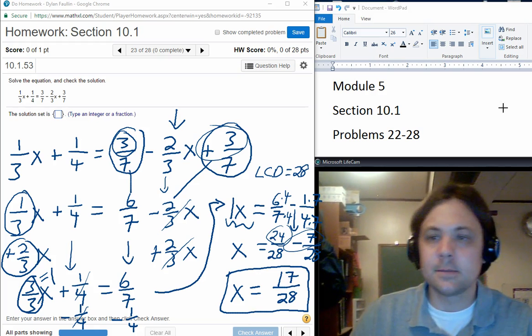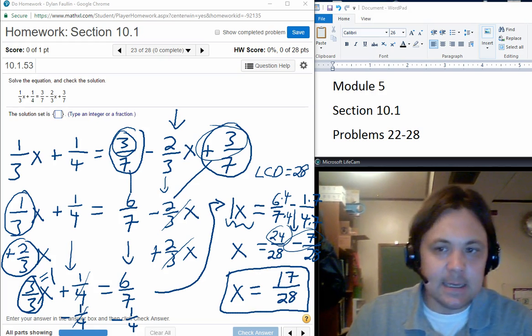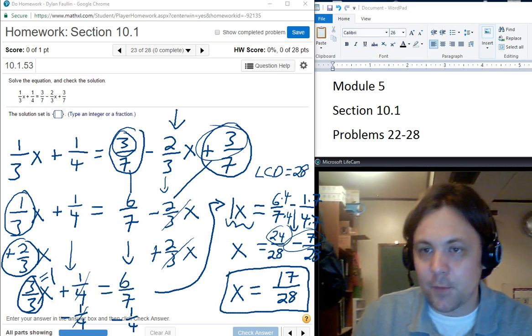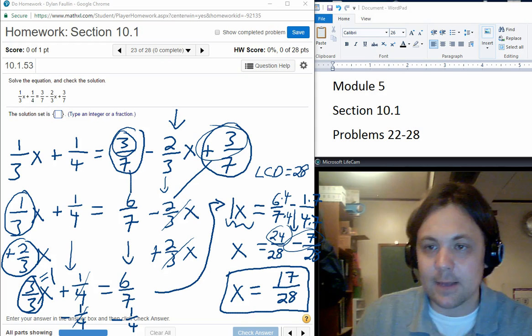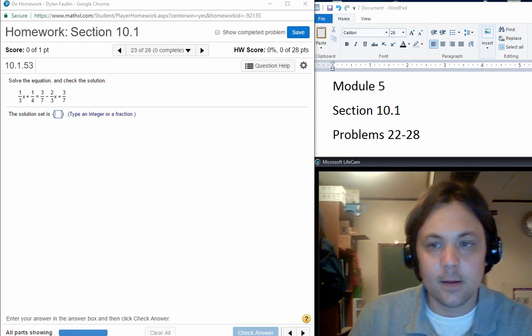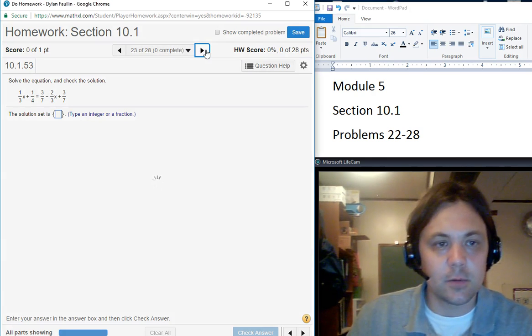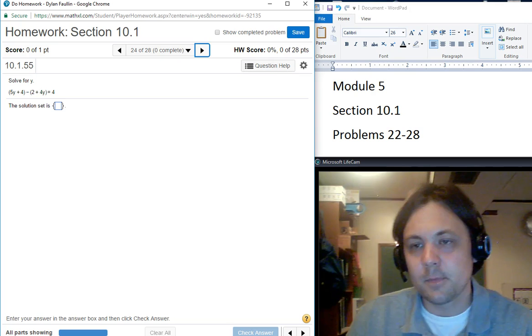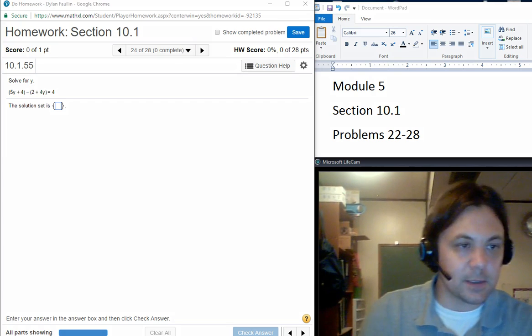All right, so that was a doozy of a problem. My suspicion is that that's not the last of the fractions that we're going to see. So let's take a look at the next example and see if we got some more fractions to deal with. All right, so this will be number 24. And oh, I was wrong. Okay. Maybe we'll see some fractions before the end, but this one at least doesn't have fractions.